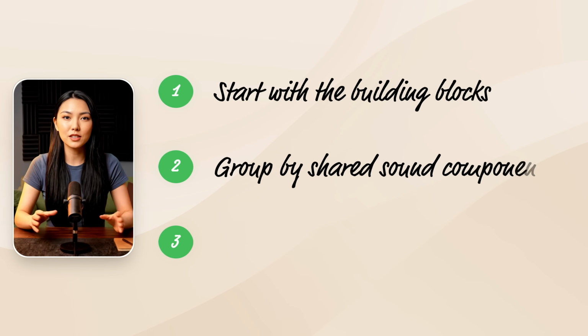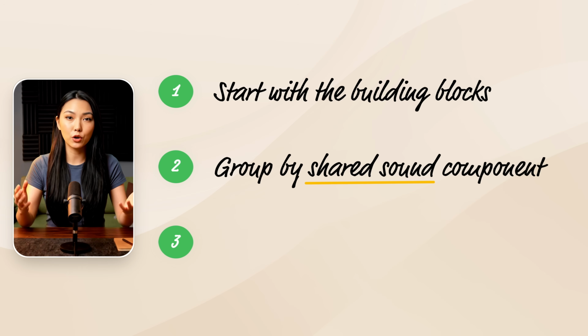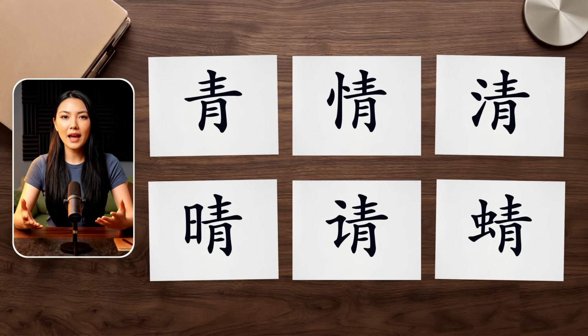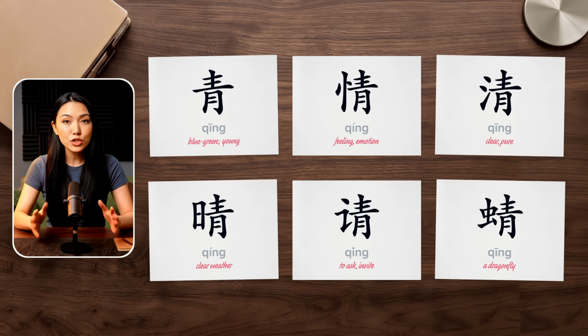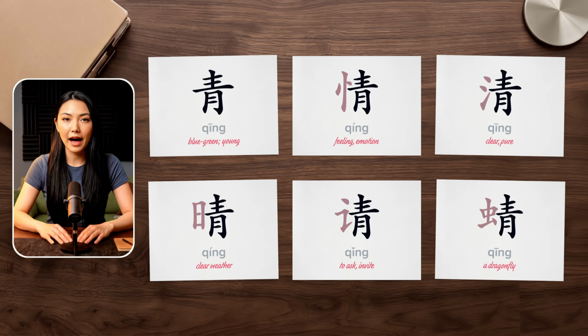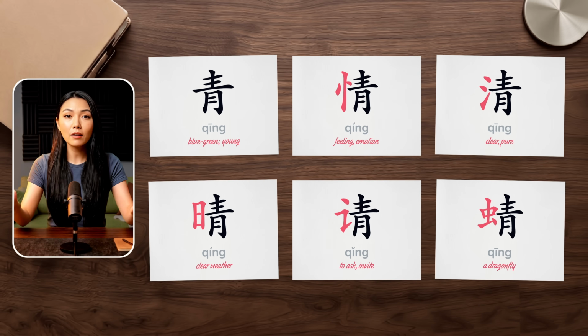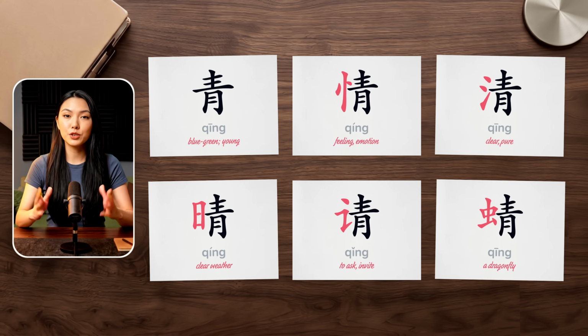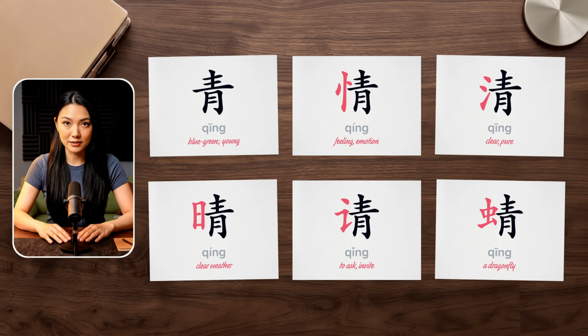Second, use the sound system to your advantage. Group characters by shared sound components so that each character reinforces the others. A textbook might introduce these characters in completely different chapters, and presented that way, they look like 5 unrelated characters. But when you learn them together, the pattern jumps out at you. They all share the same sound component. The only difference is the radical, which changes the meaning. So you're not memorizing 5 separate characters. You're learning one pattern with 5 variations. That makes this approach really useful, even when you run into exceptions.